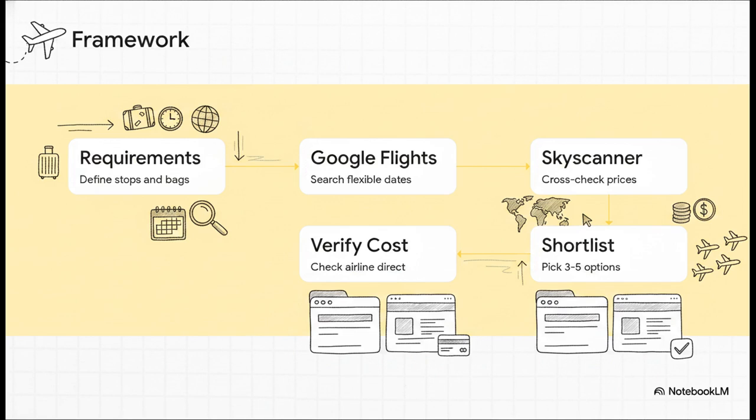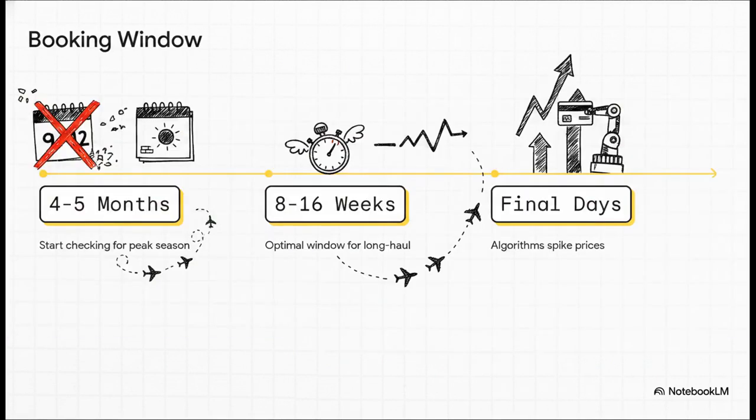Next, run a Google Flights calendar search and apply smart filters, like bags included, so you're comparing apples to apples. Then, cross-check those dates over on Skyscanner. From there, shortlist 3 to 5 realistic options. And the final step? Go directly to the airline's websites to verify the price and calculate your true final total cost.